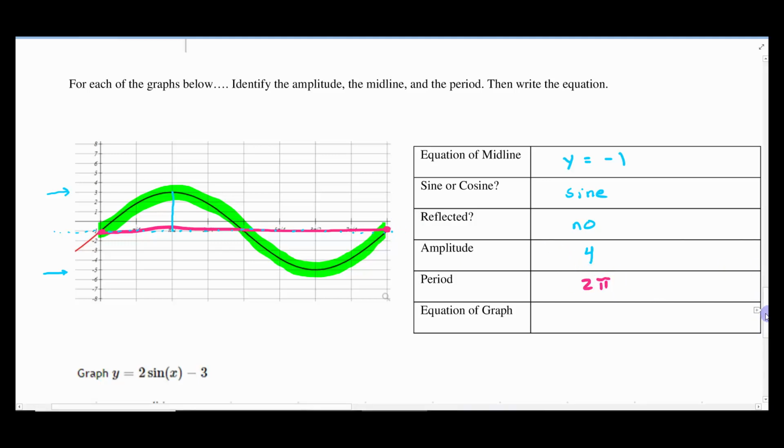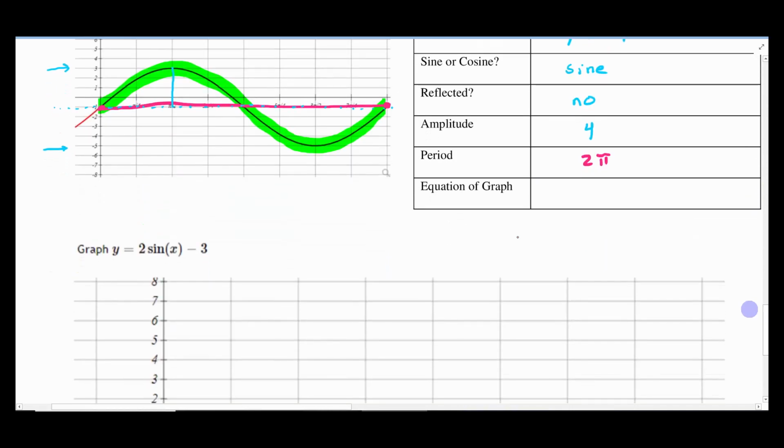Now if I want to write my equation for this, we start with our template. We say y equals a times sine x plus h, or plus k. The h would normally go in the parentheses, but I told you I'm not going to give you anything with a phase shift on this test, so we don't need to worry about the h value. It's always going to be 0. But we do need to make sure that we put the amplitude in our equation and the midline and whether or not it's been reflected.